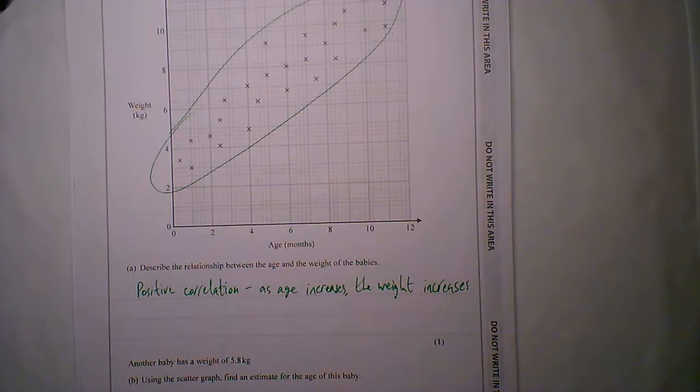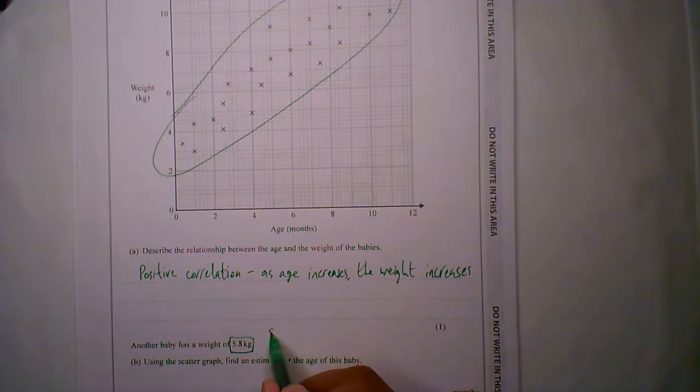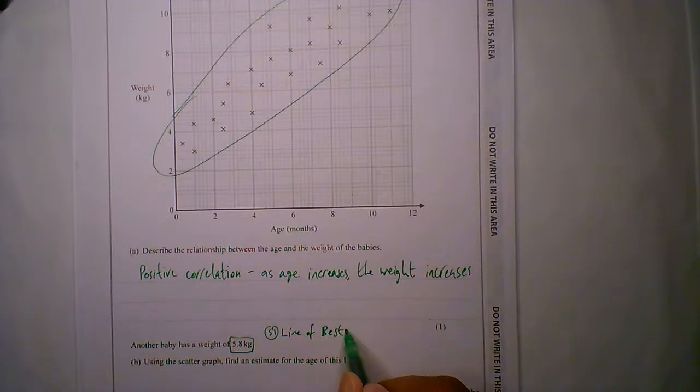Okay, I think that's enough time. Another baby has a weight of 5.8 kilograms. Using the scatter graph, find an estimate for the age of this baby. So clearly this topic is scatter graphs. So what do I need to do? Step 1 is draw a line of best fit. And then after I've done that, step 2, I need to read off my value, which is 5.8 kilograms.